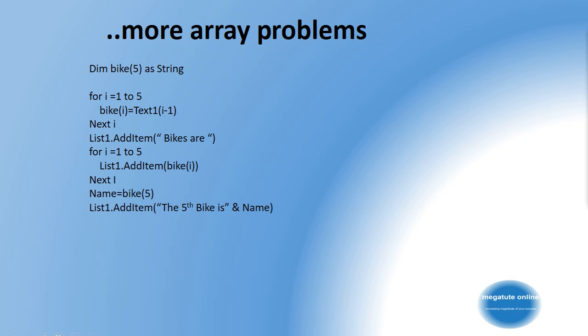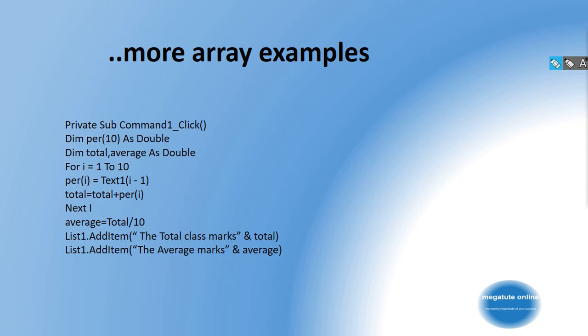All right. Now let's see a few more examples in array. In this particular example, we have declared an array of percentage, of double data type, and then total and average variables are also there. So here we are storing the percentage of 10 students. So I need to run a loop till 10, and here I have taken the similar way I explained in the previous slide.